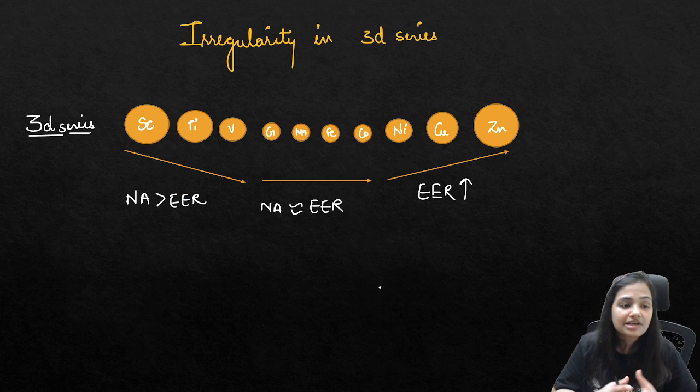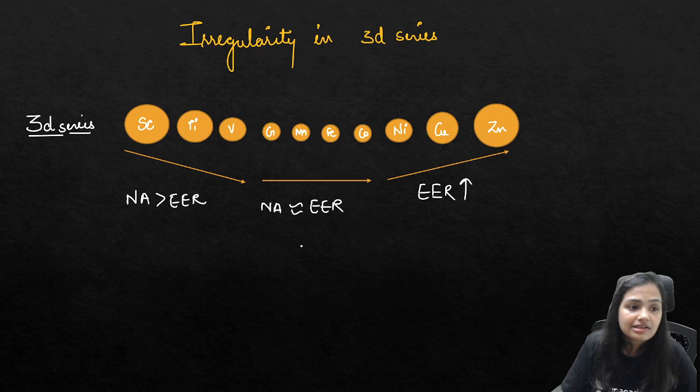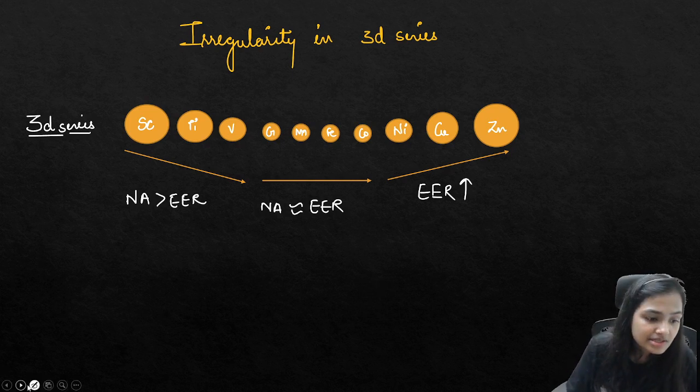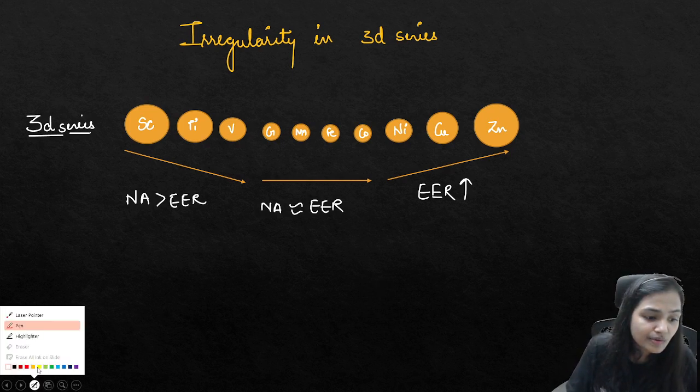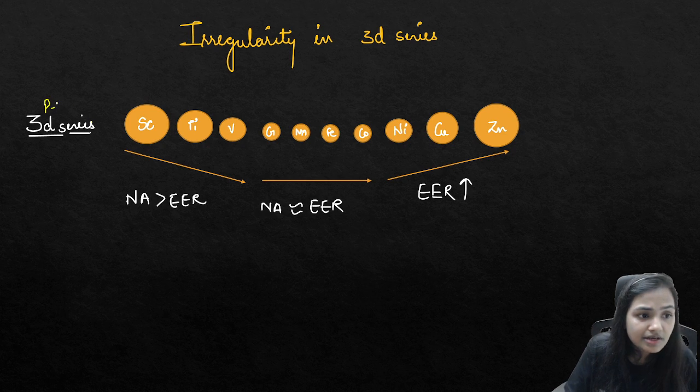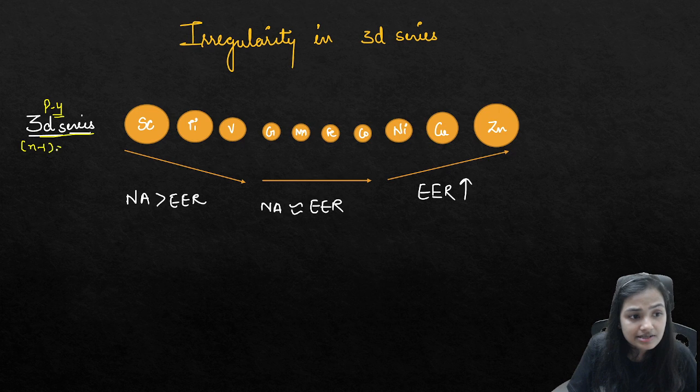Now what happens in the case of the 3d series, the irregularity in the 3d series? The 3d series is basically the period number 4 elements. In period number 4, we have the 3d series, that is the n minus 1 d series. We have scandium, titanium, V, Cr, Mn, Fe, Co, Ni, Cu, and Zn.